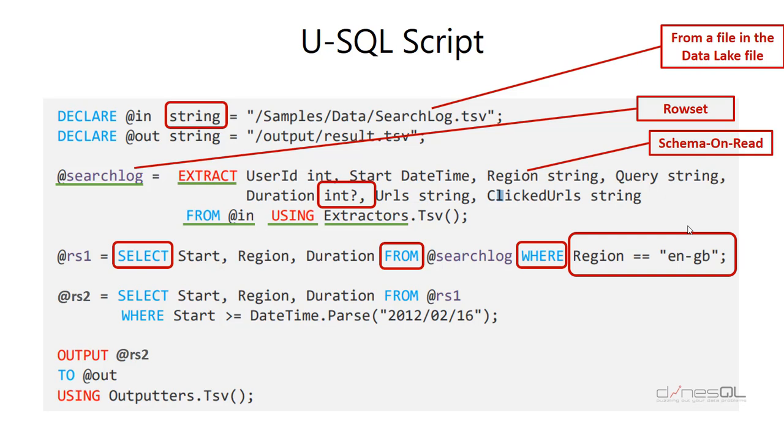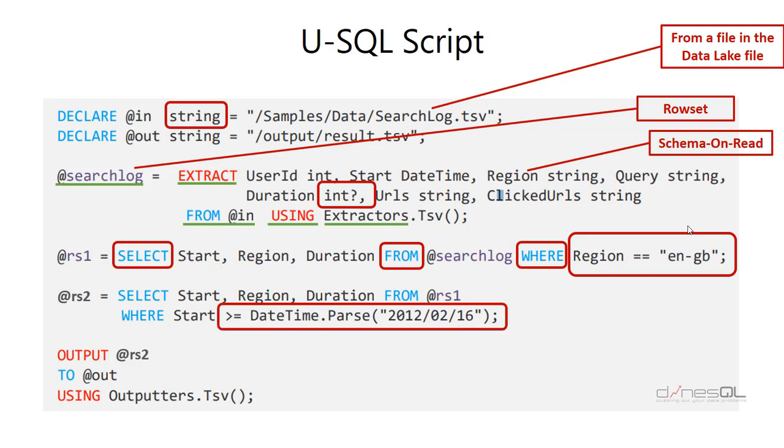So likewise, we have row sets RS1 and RS2. You can see initially we started with the search log row set. We get the data set based on schema on read into search log, and then we do some filtering using the second statement and assign that result set to RS1, and then we use RS1 as a source for forming RS2.